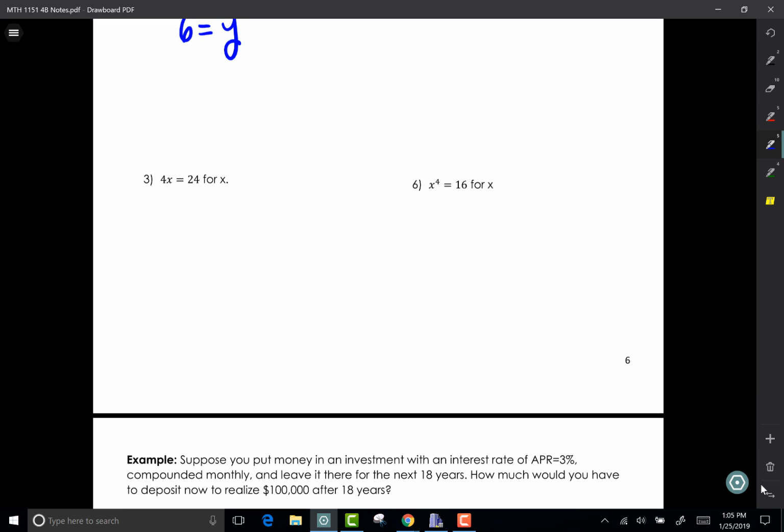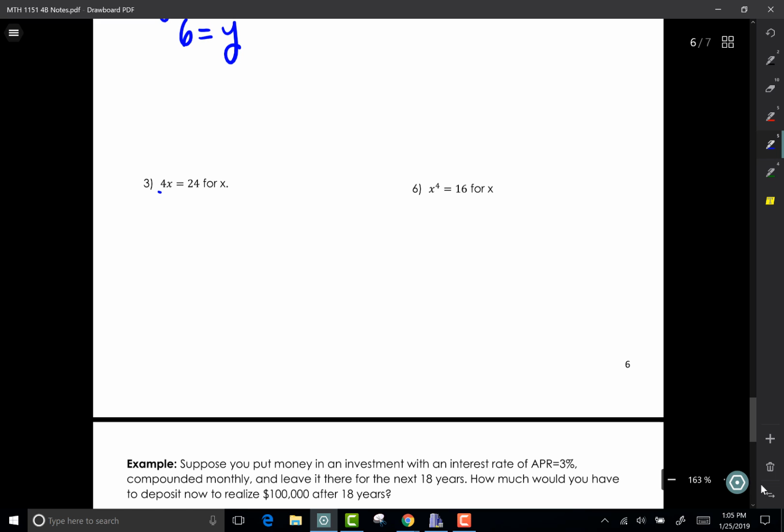Okay. On example 3, I have 4 times x to give me 24. That one's easy to do in our head. I know that 4 times 6 is 24, but if you can't do that in your head, then all you really got to do, since the 4 and the x are being multiplied together, to break them apart, you want to do the opposite. So you're going to take 4 divided by 4, but whatever I do to one side, I have to do to the other side. So if I take 4 divided by 4, that gives me 1x on the left. And then on the right, I get 24 divided by 4, which is 6.